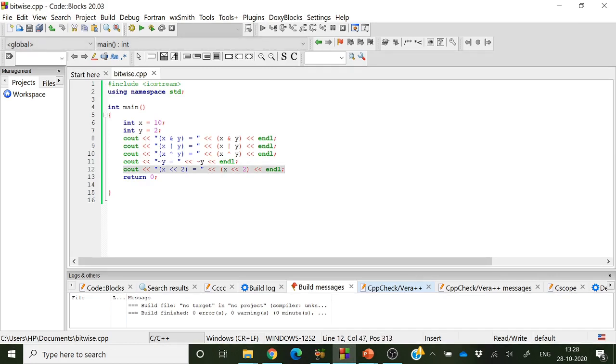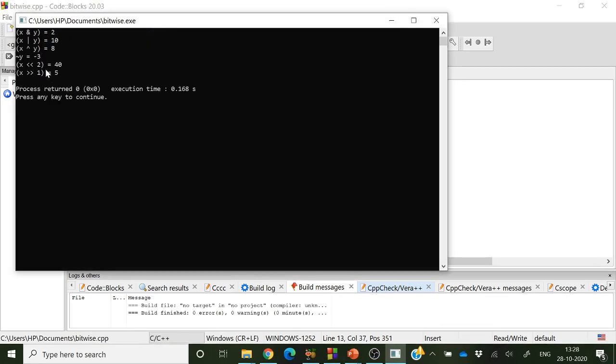In the same way, we can implement the shift right operator. x shift right, first let's take 1. x was originally 10. Now it is divided by 2 and the result is 5.